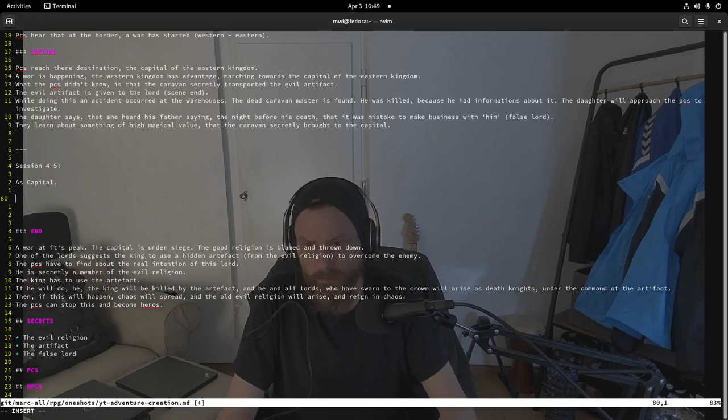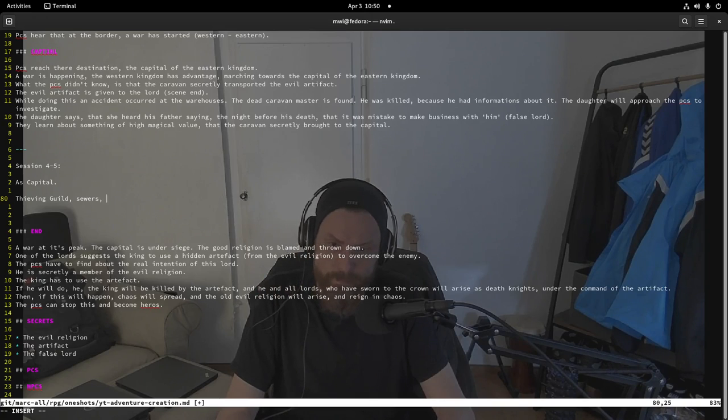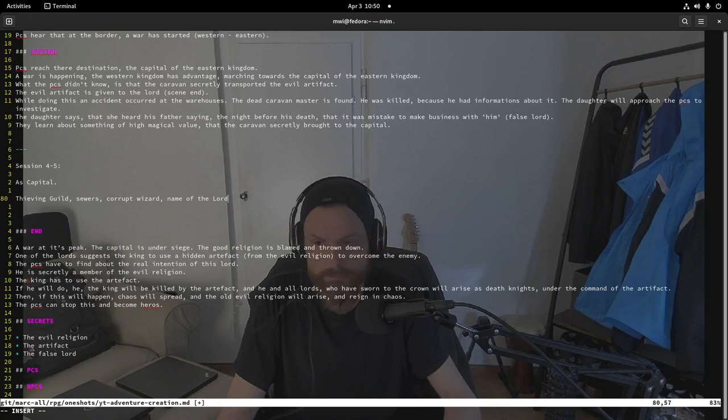So, some elements I want to put there: thieving guild, sewers, corrupt wizard. And then the name of the lord.